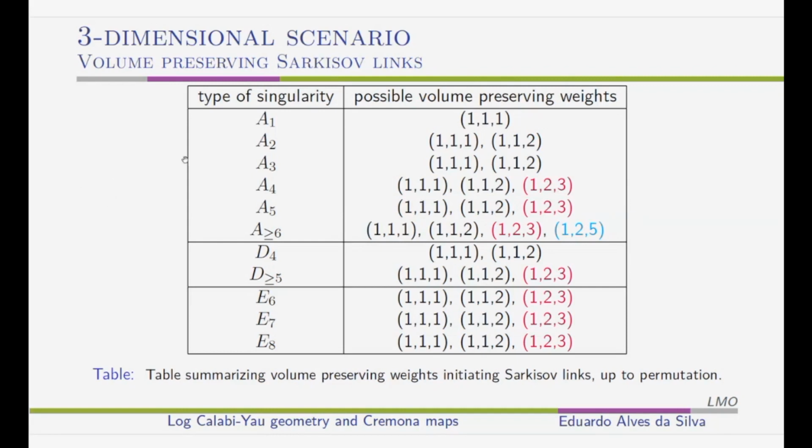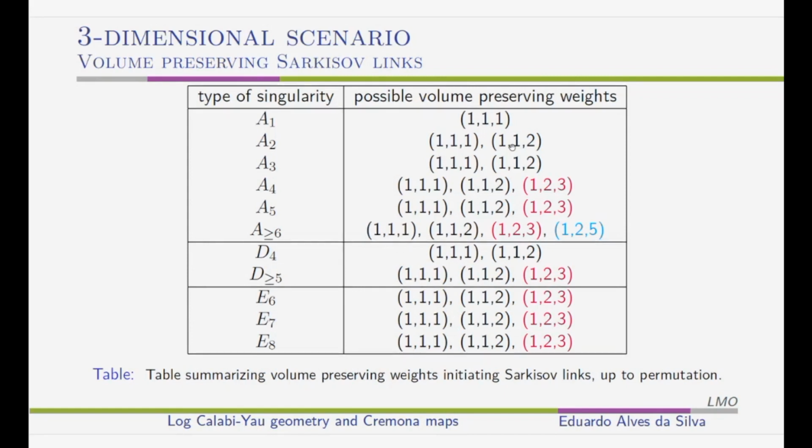And the weights (1, 1, 1) and (1, 1, 2) will work for a generic member. So if you pick any quartic surface having an A1 singularity, for example, the only volume-preserving weight is (1, 1, 1), and for the remaining cases accordingly. And basically this, for example, will say to us at least how to start a volume-preserving Sarkisov factorization.